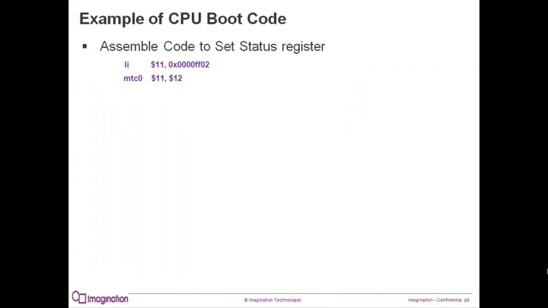To set the status register just described, load the immediate value of FF02 into the general purpose register and use the move to coprocessor 0 instruction to move the register value to the status register.